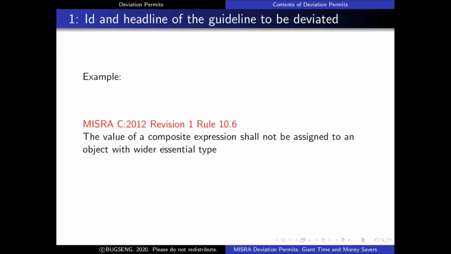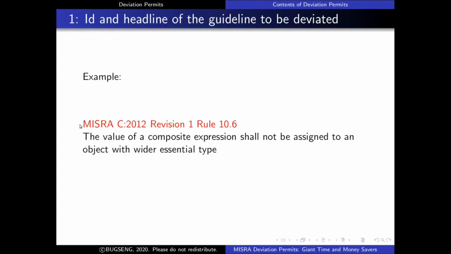So let us examine the elements of this deviation permit one by one. So the first is the ID and headline of the guideline to be deviated. So better to be precise. In this example, which is taken from MISRA Compliance 2020, I've been particularly precise, and I will encourage you to do the same. So now, when you say MISRA C 2012, you might refer to the original edition, the one of 2013, or to revision 1, the one which is much more recent.